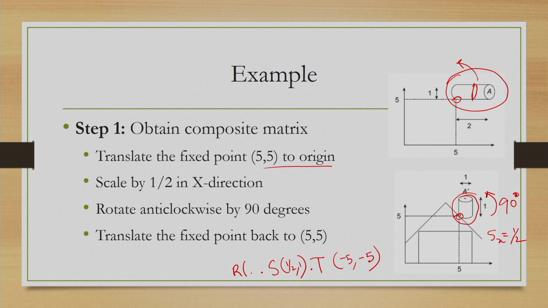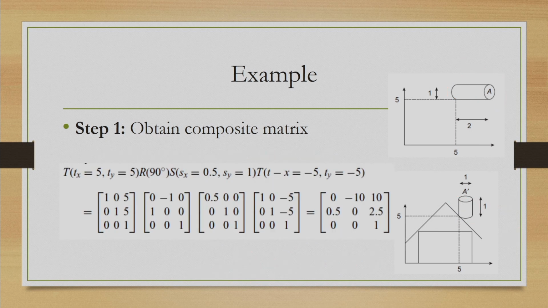So, rotate by 90 degree, but these two operations we performed with respect to origin after translating the fixed point to origin. So, now we have to translate it back. So, another translation 5 5. So, these matrices together when multiplied will give us the composite matrix. So, it will look something like this.